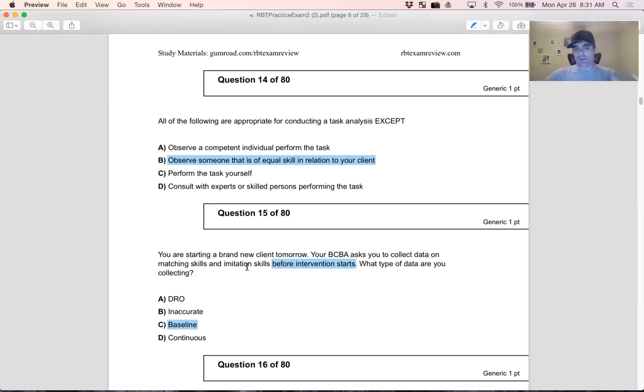Because if you go in and you collect data and they can already match and they can already imitate, well, then we want to choose different programs to start with. And that's the purpose of baseline. Where are we starting, before any intervention, any teaching? So data collected before intervention is called baseline data.